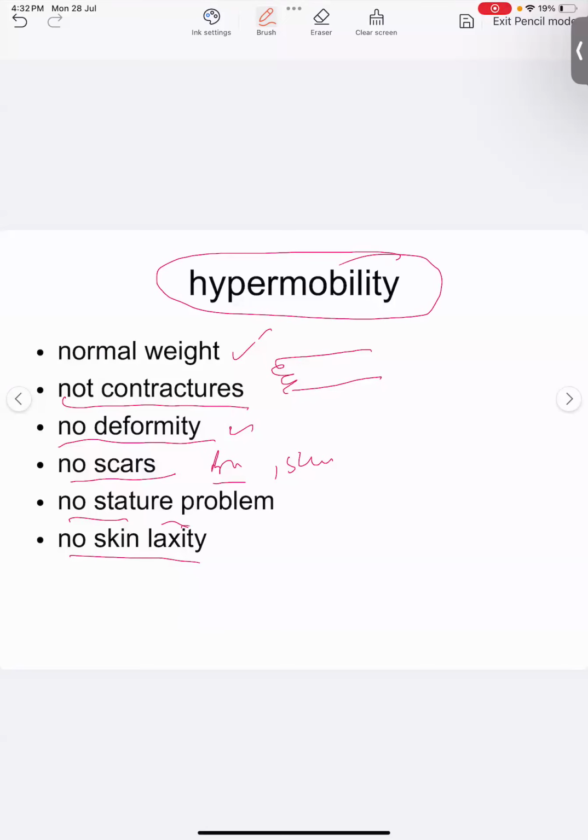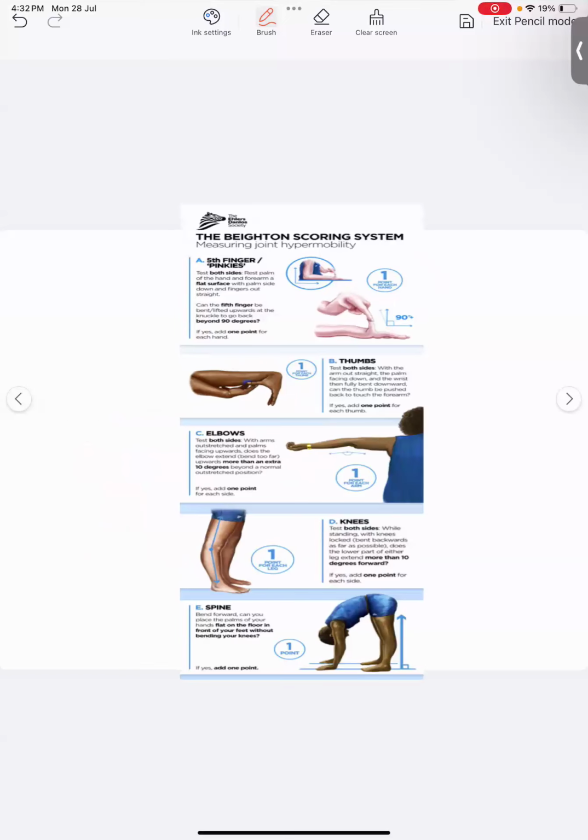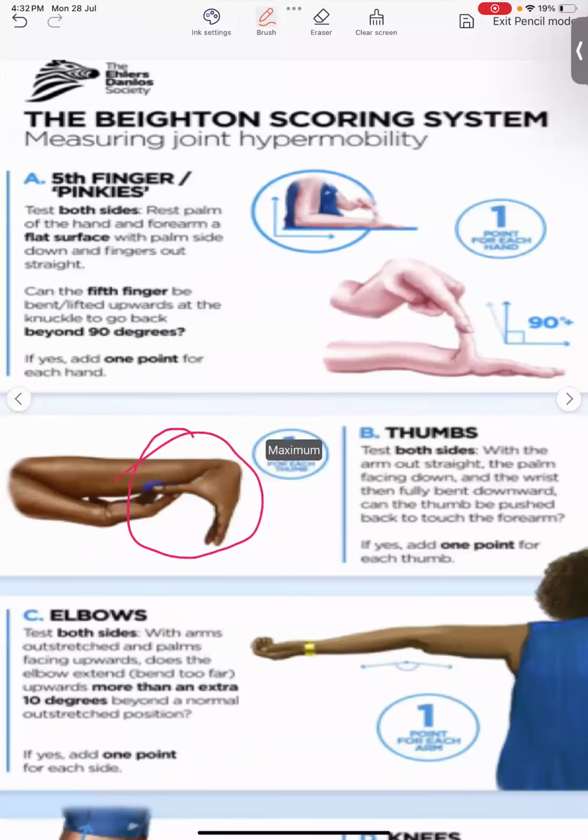Now see here, this is the diagram that will show you how to assess the Beighton score, what the total number is, and how you will score your patient. These are the postures. Now, can you see? This is hypermobile. Can you oppose your thumb to the forearm like this? Just one.